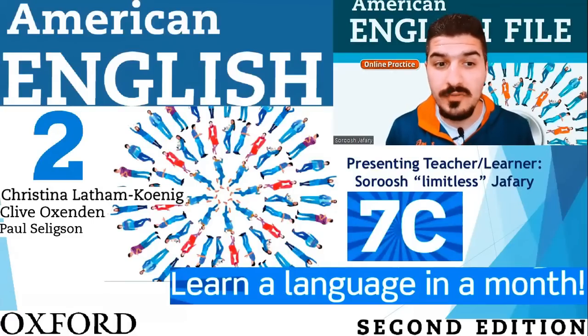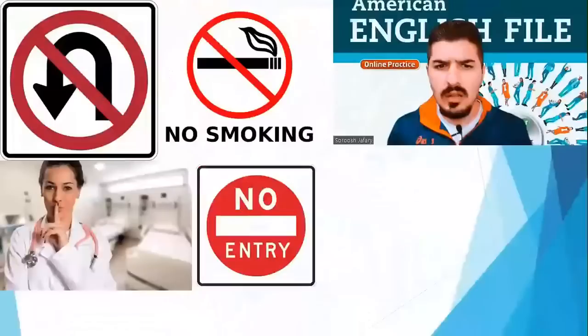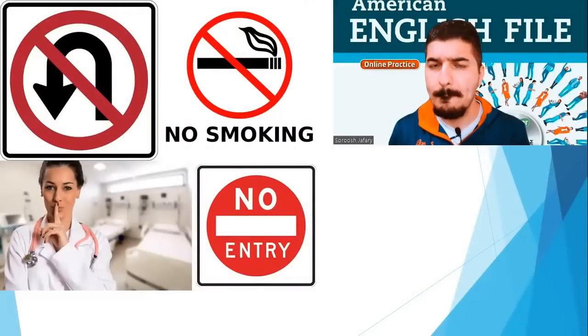This is American English File, 2nd edition, Book 2, Student Book, Part 7C. Learn a language in a month. Everyone, look at the pictures. What do you see? Yeah, some signs.